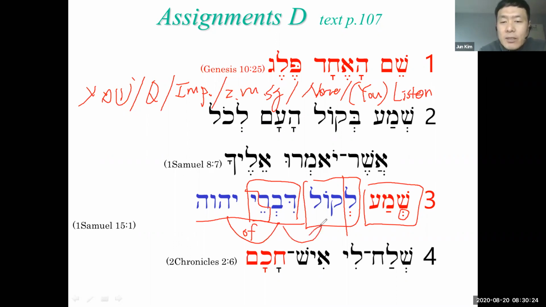In fact, this one is also a construct chain. So what is your final translation? Listen to the voice of the words of the Lord. Maybe you can just put this one first. Oh, yes. Listen to the voice of the words of the Lord. Yes, yes. Good job. Thank you. So please remember this one. Don't be confused anymore. Okay? You did a good job, Pastor Paul.